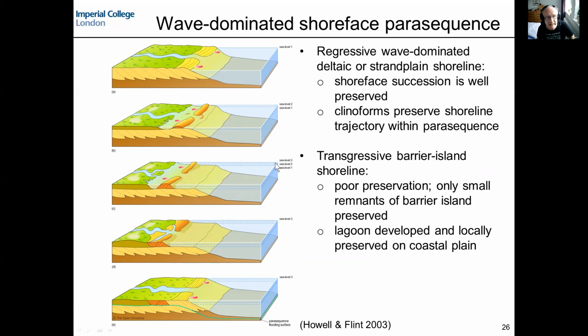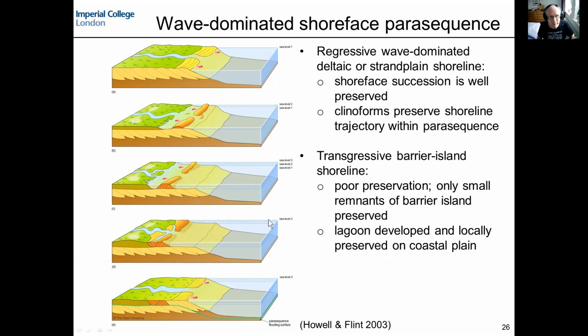The next stage in here, we carry on raising sea level, again faster than we can supply sediment. The barrier island becomes better developed and it continues to retreat towards the left in a landward direction. The lagoon also continues to develop.